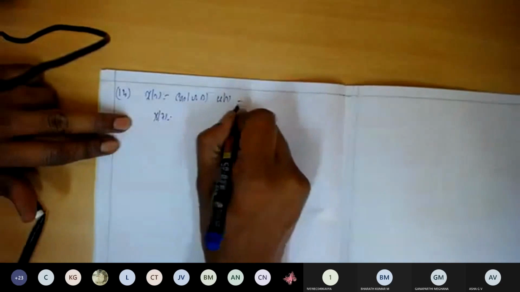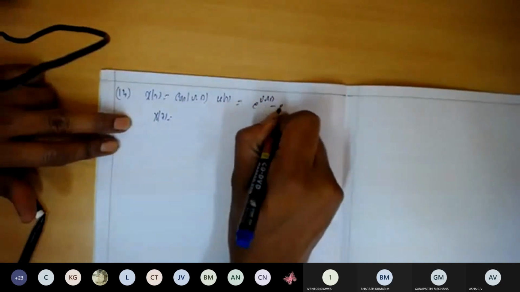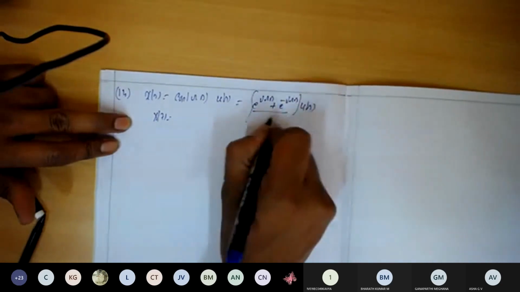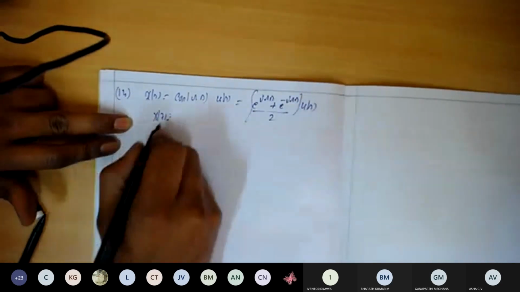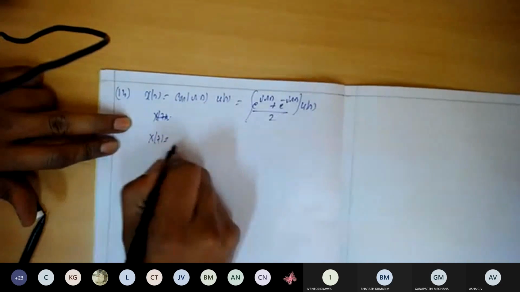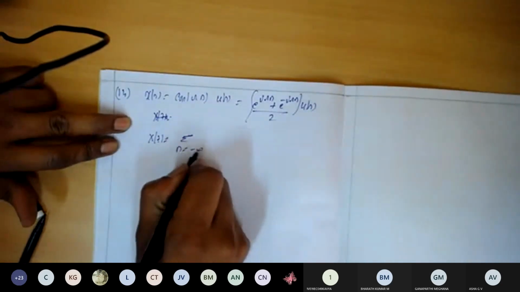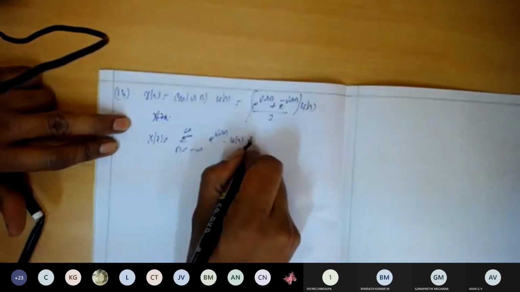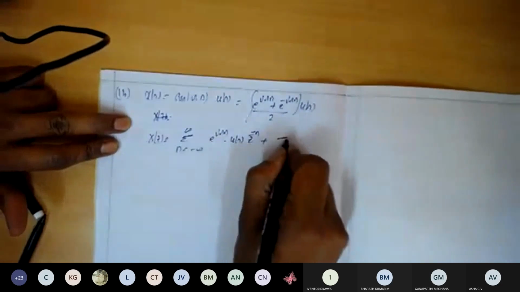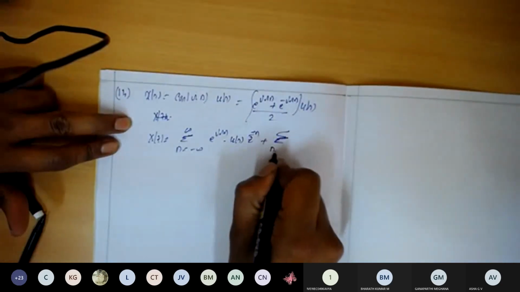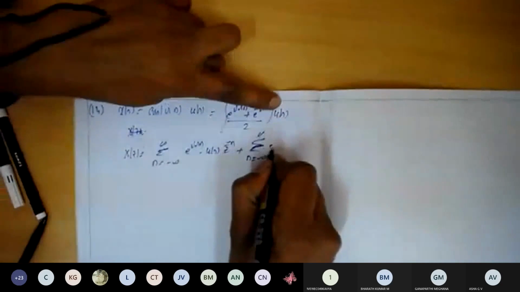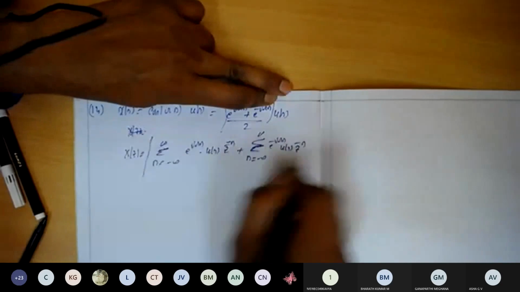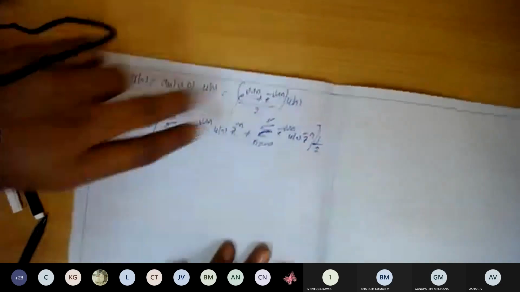So X of z, we can rewrite this as e to the power of j omega n plus e to the power of minus j omega n, the whole thing multiplied by u of n, divided by 2. We'll write the formula: X of z is equal to summation n equal to minus infinity to plus infinity of e to the power of j omega n into u of n into z to the power of minus n, plus summation n equal to minus infinity to plus infinity of e to the power of minus j omega n into u of n into z to the power of minus n, the entire thing multiplied by 1 by 2.